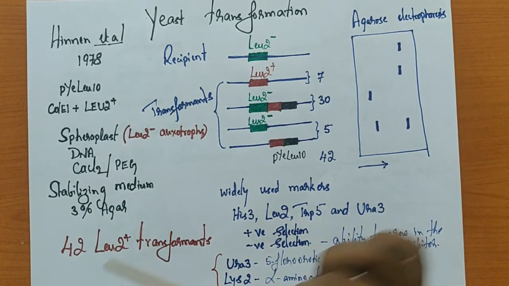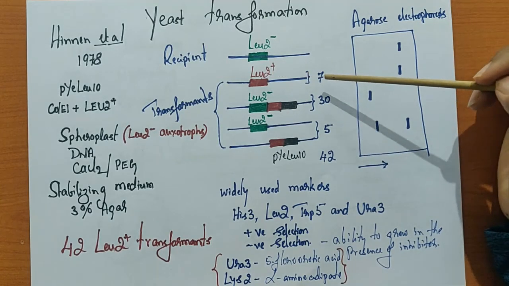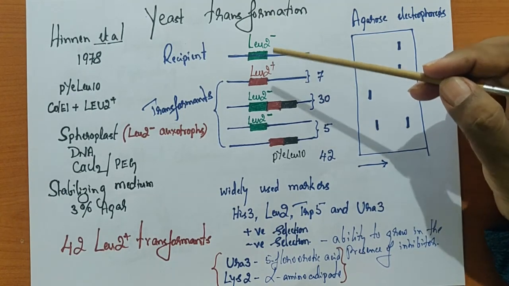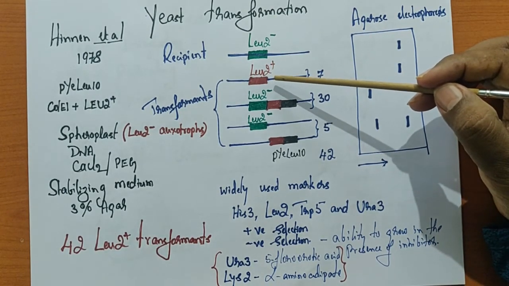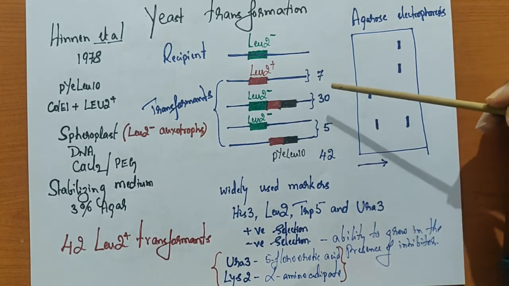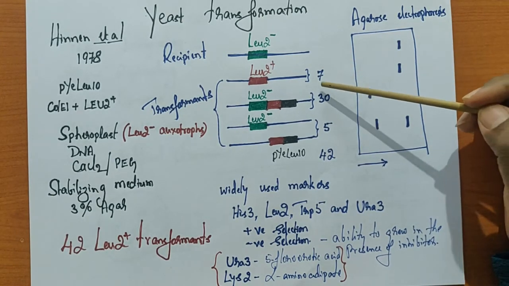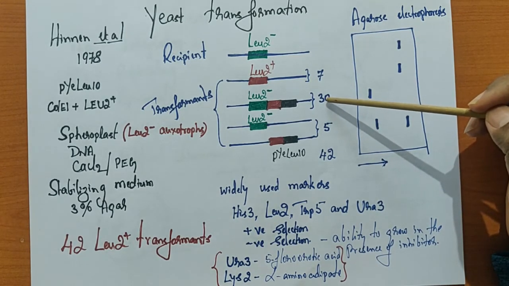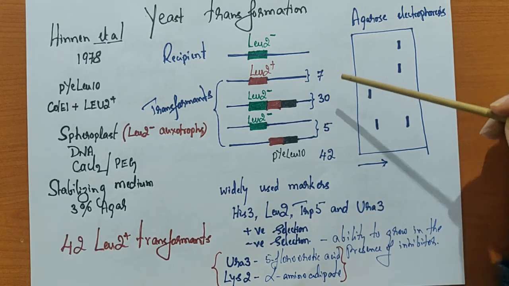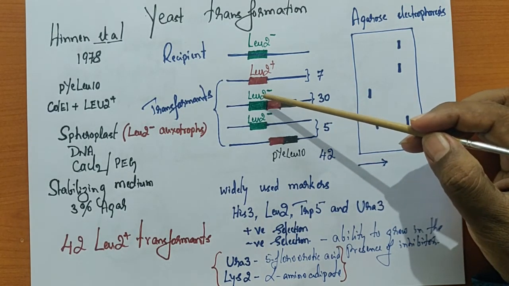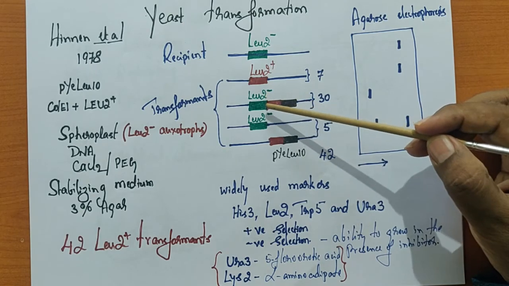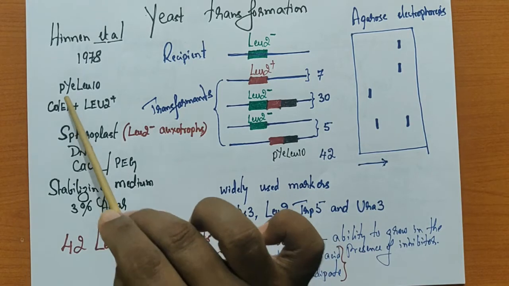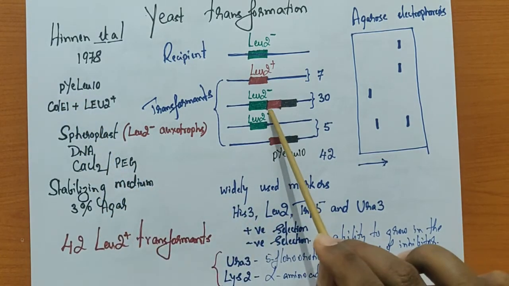Out of 42, what they have found is that 7 of them are perfect transformants in which the mutated gene is replaced with a functional gene. Now out of 42, we have the remaining 35. Out of 35, when they analyzed 30 of them, they identified the LEU2 minus gene, but next to the LEU2 minus gene this particular plasmid, pYeLEU10, got incorporated.